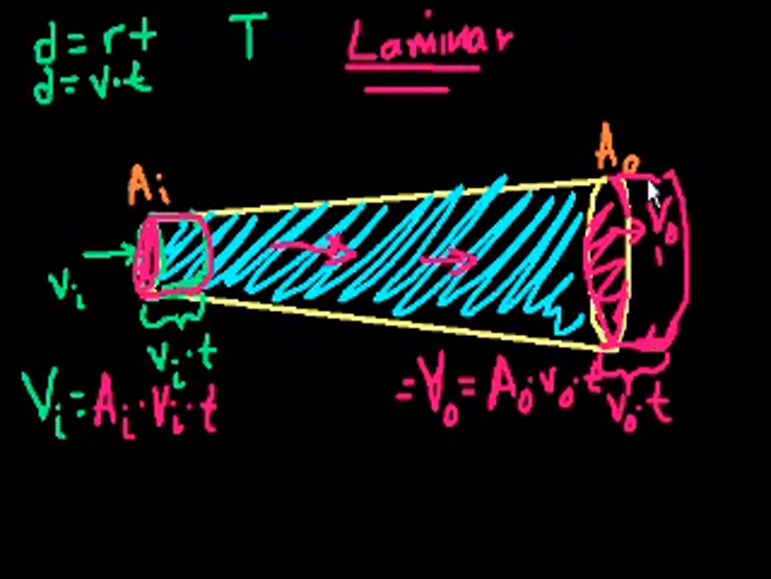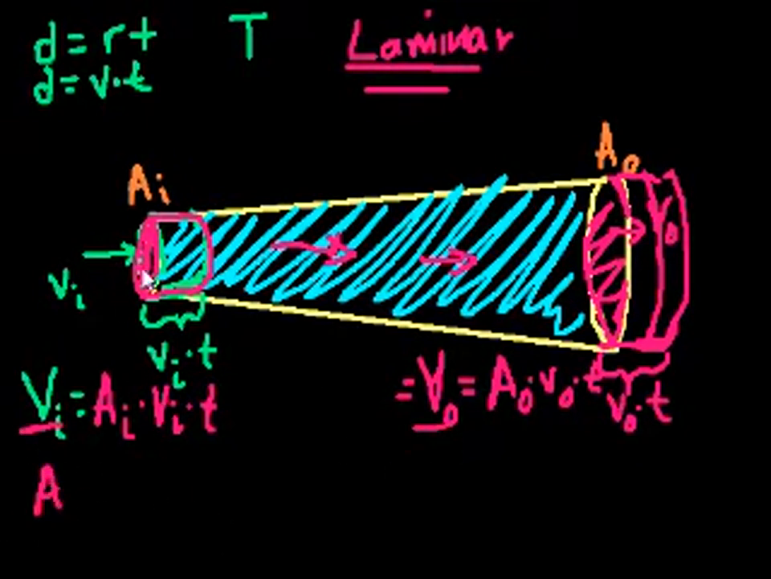So maybe it's not as wide or something like that. But their volumes are the same. You can't get more or less water. You can't get more water here all of a sudden than what's going in. And likewise, you can't put more water into the left side than what's coming out of the right side because it's incompressible. So these two volumes equal each other.